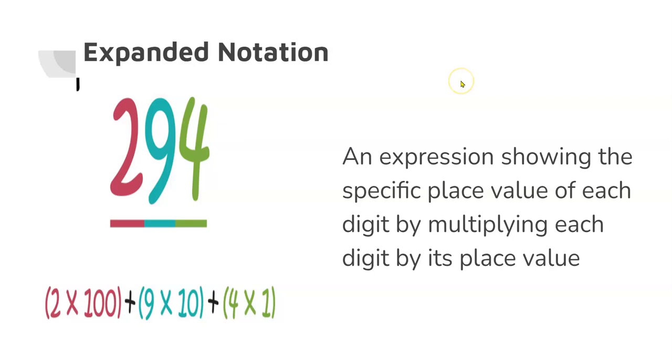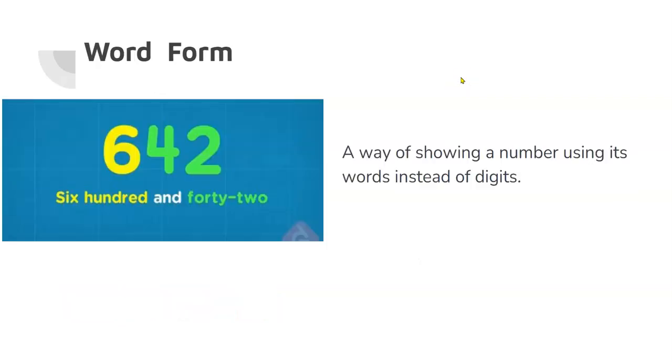Okay, and then what is word form? Word form is another way that we can represent a number, but it is a way of showing a number using words instead of digits. So we usually see a number represented in digits, like 642, but in this case, with word form, we're going to write 600, the word, and 42.